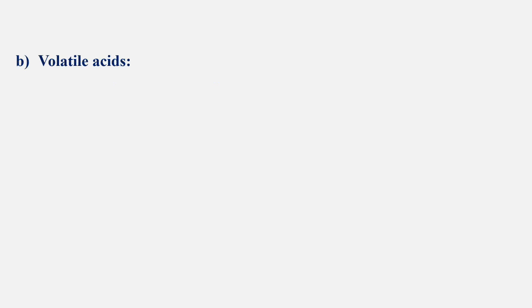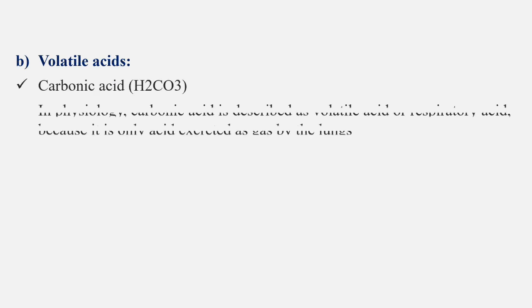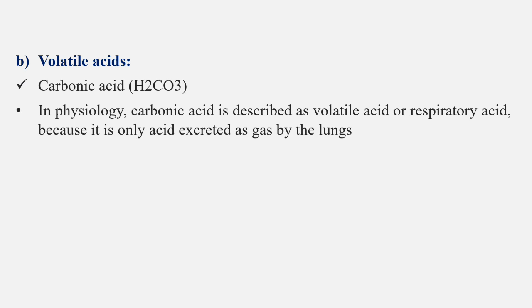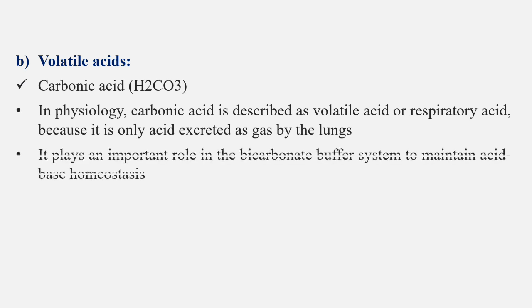Next, coming to volatile acids. Volatile acid is carbonic acid. In physiology, carbonic acid is described as a volatile acid or respiratory acid. This carbonic acid is a respiratory acid because it is the only acid excreted as gas by the lungs. It plays an important role in the bicarbonate buffer system to maintain acid-base homeostasis.